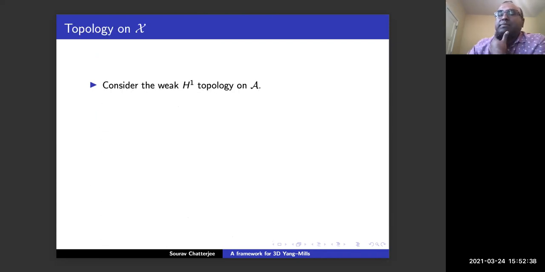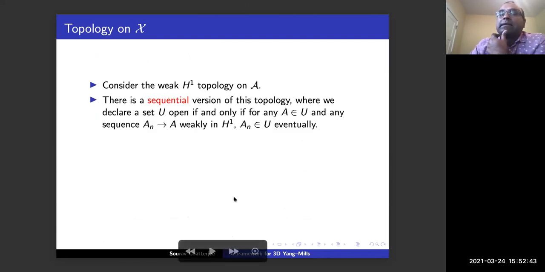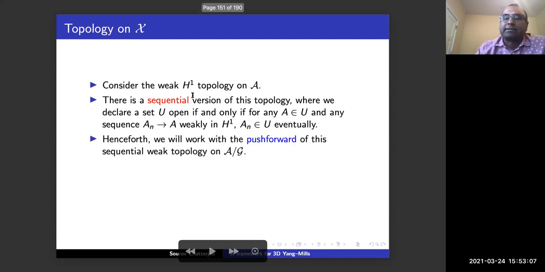Now consider the weak H1 topology on script A. There is a sequential version of this weak H1 topology, where we declare a set U open if and only if for any A in U and any sequence An converging to A weakly in H1, An belongs to U eventually. This is a slight enlargement of the original weak topology. So we'll work with the push forward of the sequential weak topology onto this quotient space.